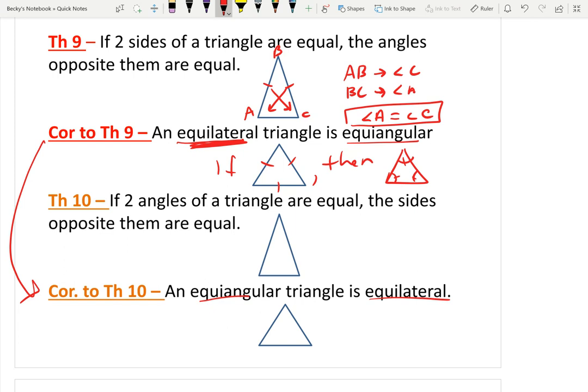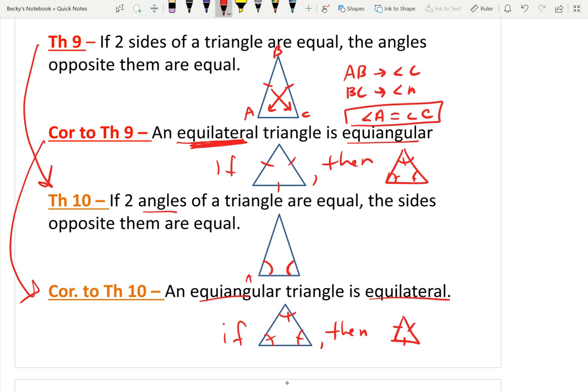Now, for theorem 10, the corollary, we know all these angles are equal, so then we know all the sides are equal. So that's the difference. Now, theorem 9 and theorem 10 are also very similar because on theorem 9, this is if two angles are equal. So these angles are given first.